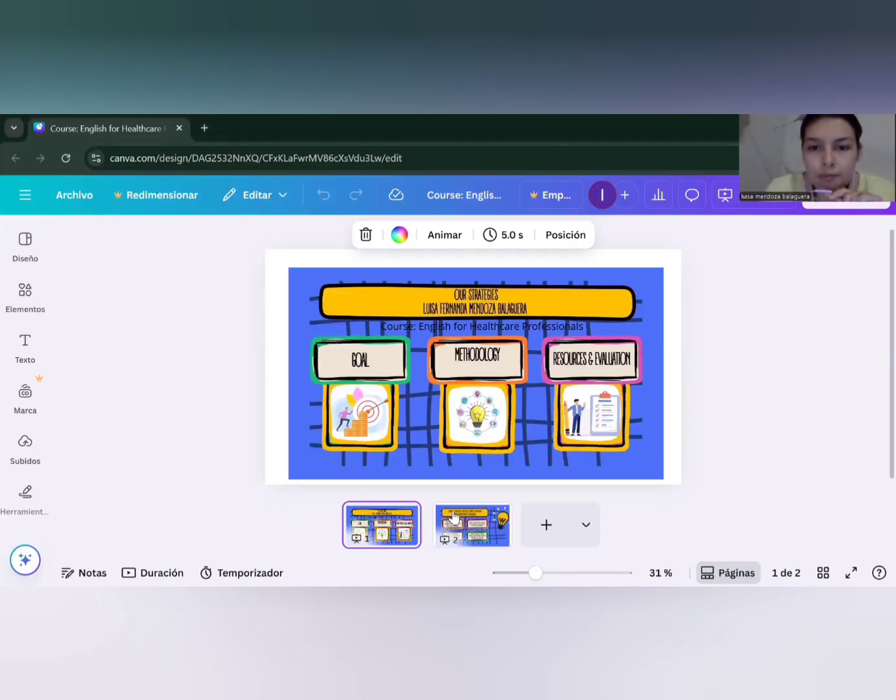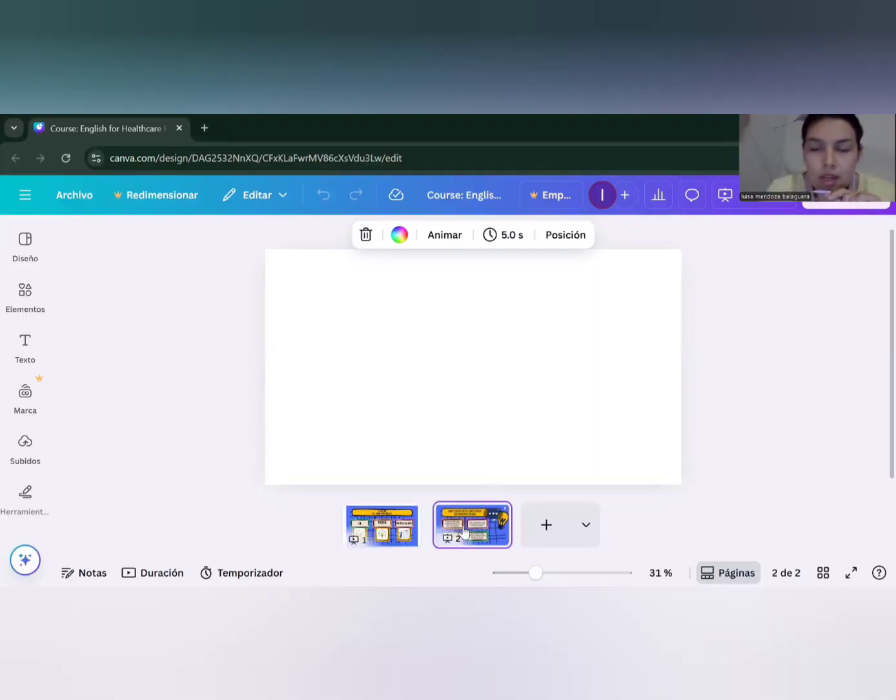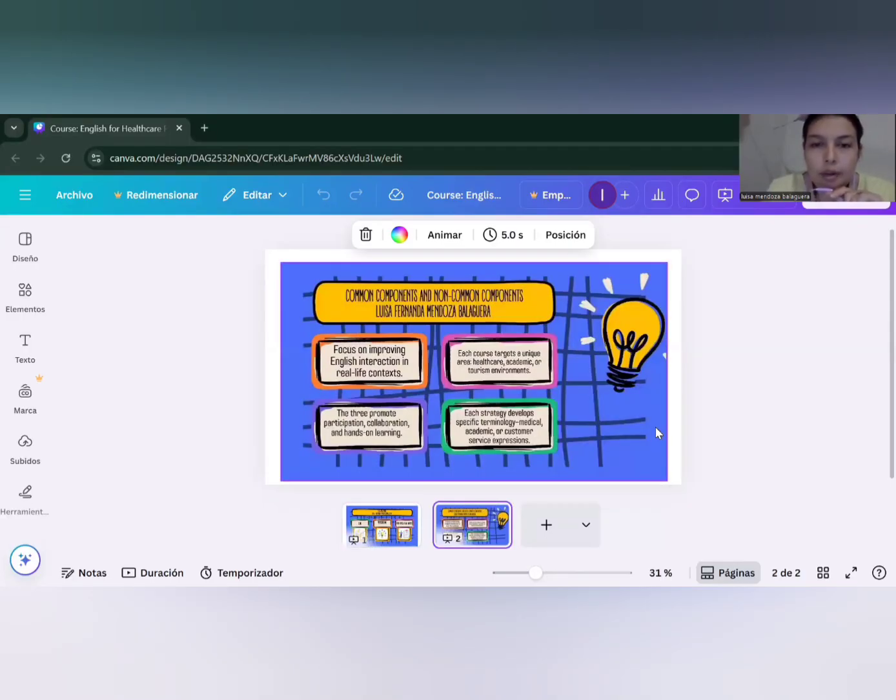For that part, I have here the common and non-common components. Focus on improving English interaction in real-life contexts is very important. It's one of the most important. The three promote participation, collaboration, and hands-on learning. In this environment, communication with others is very important, so it's very important to develop that part.